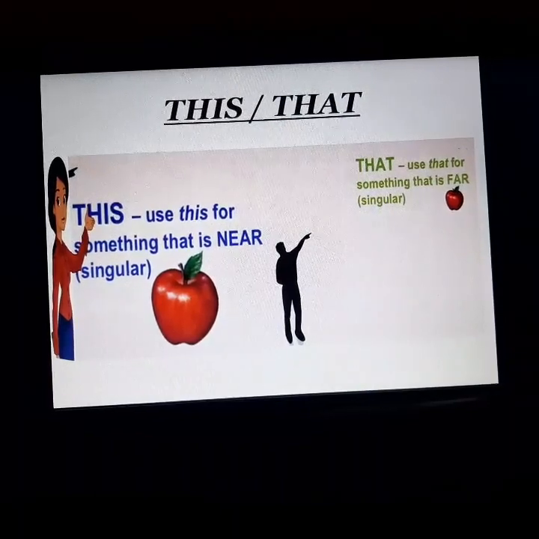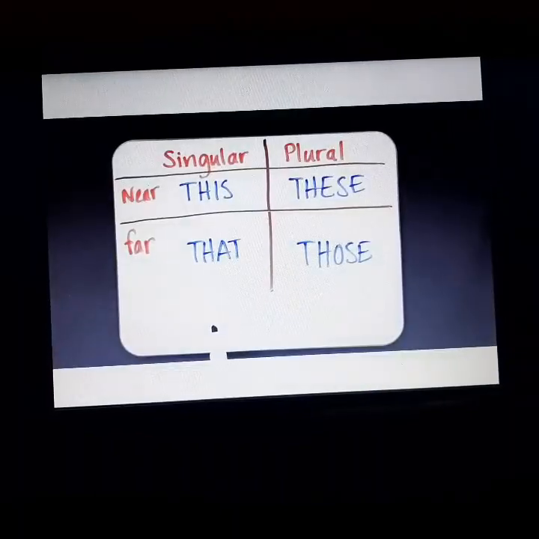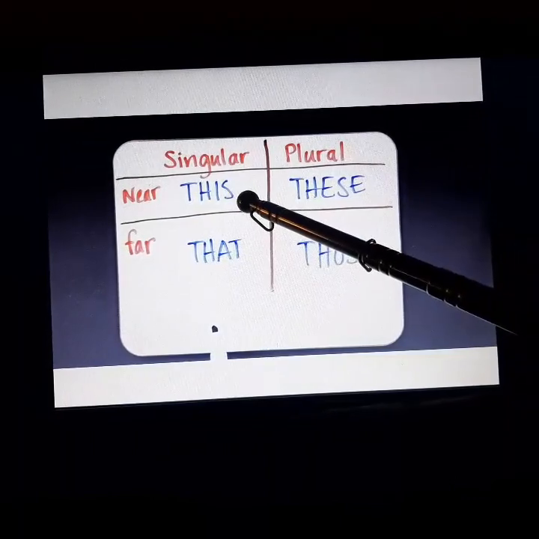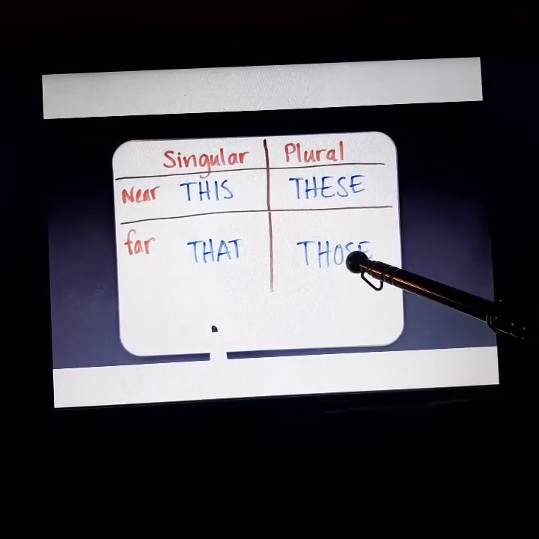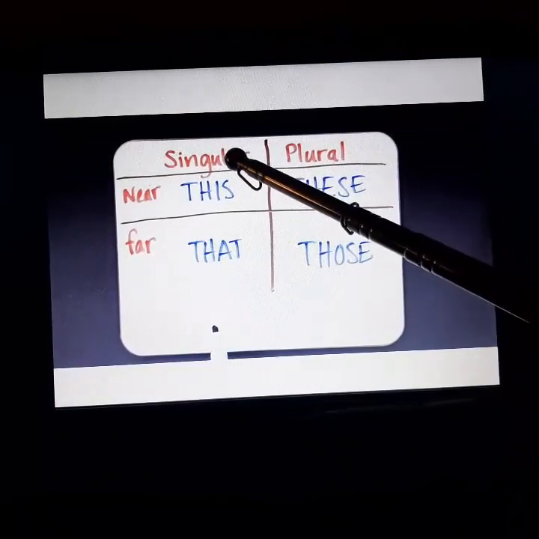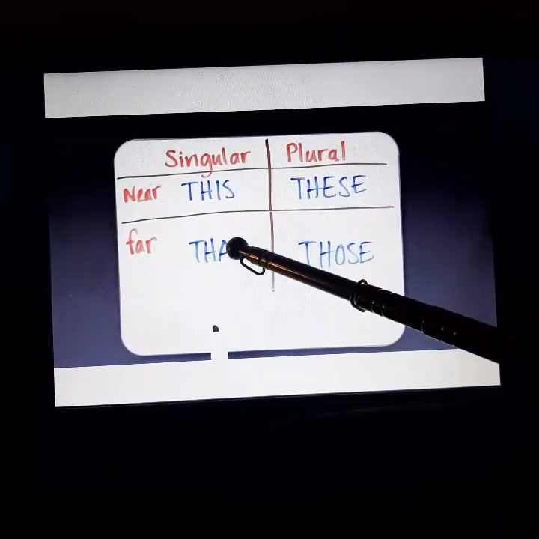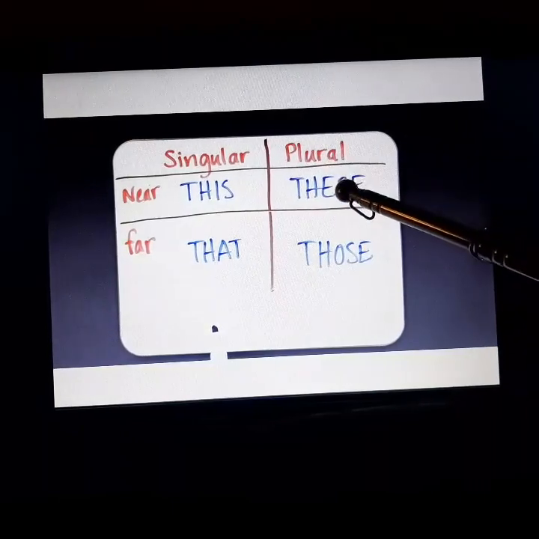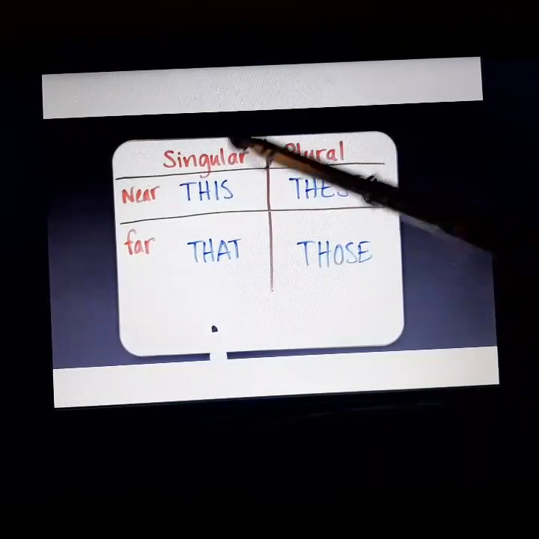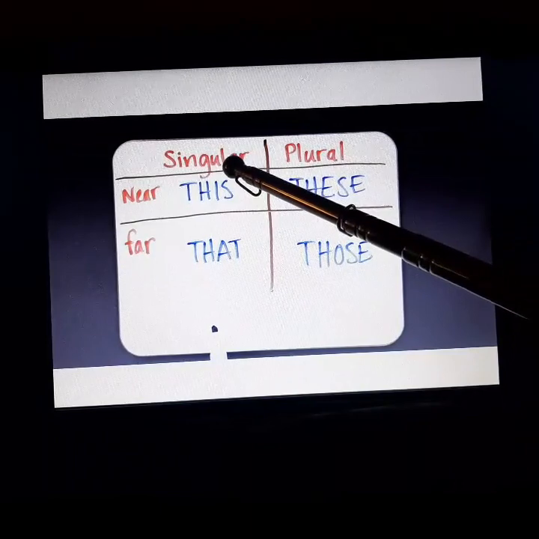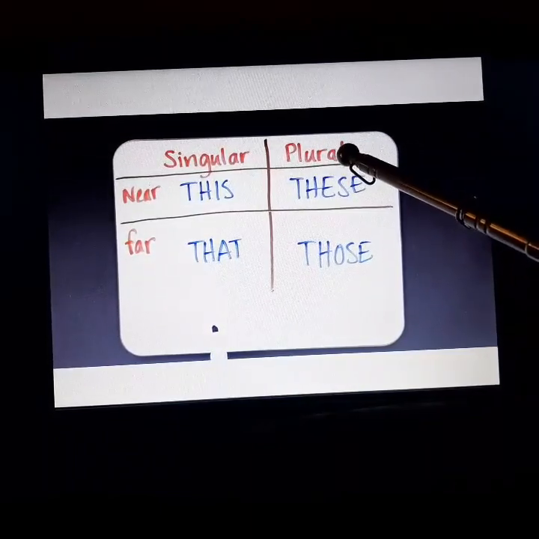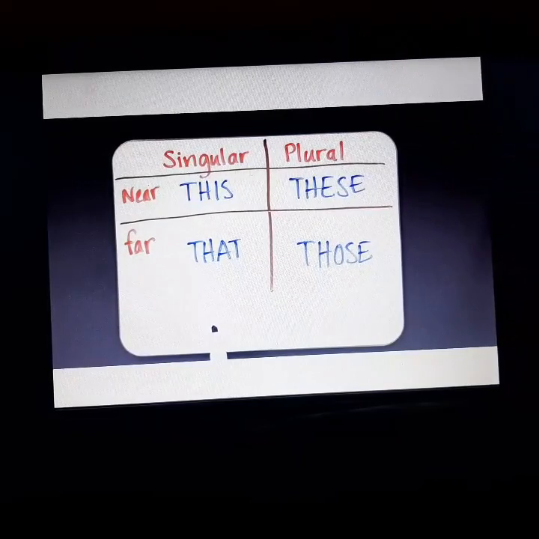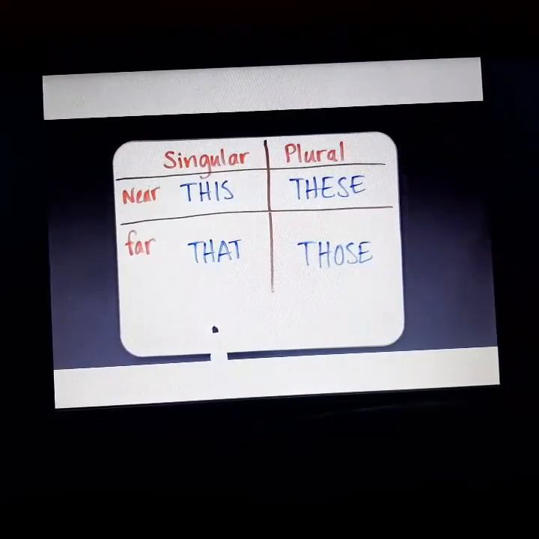So children, in this video, we will see, instead of this, we are going to use these, and instead of that, we are going to use those. Now for singular, we use this and that, and for plural, we use these and those. Singular means only one thing, and plural means more than one thing when we talk about many things. Now let us see these and those.